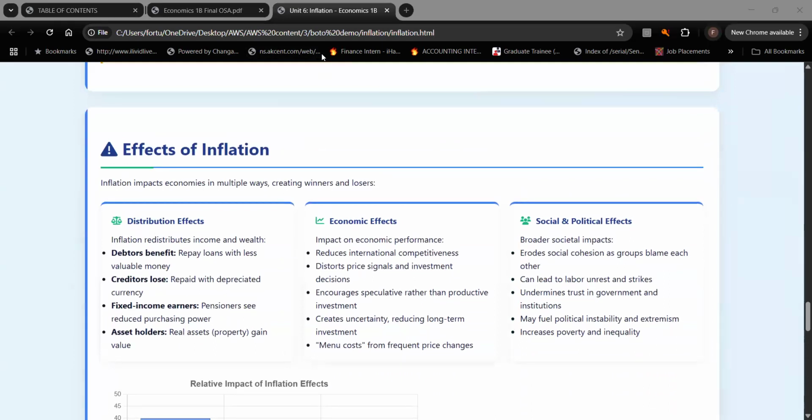Let me try to open the floor for questions before we look at one question that I have here that I'm going to introduce with inflation.